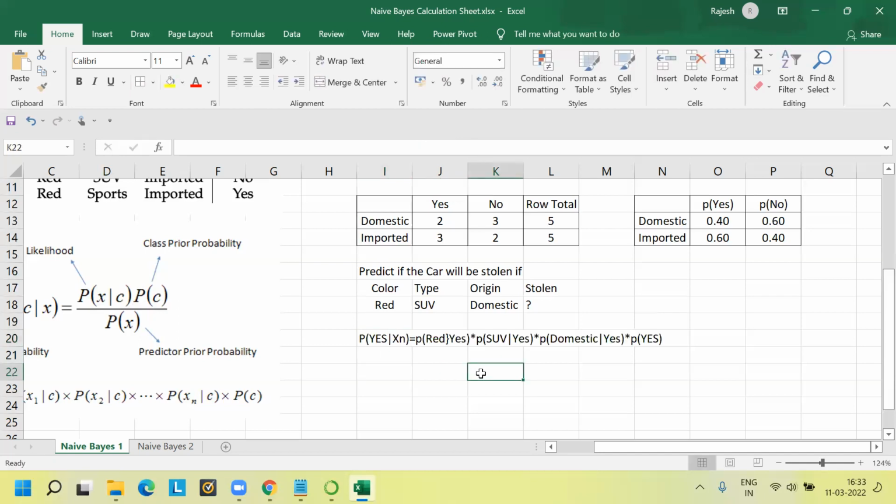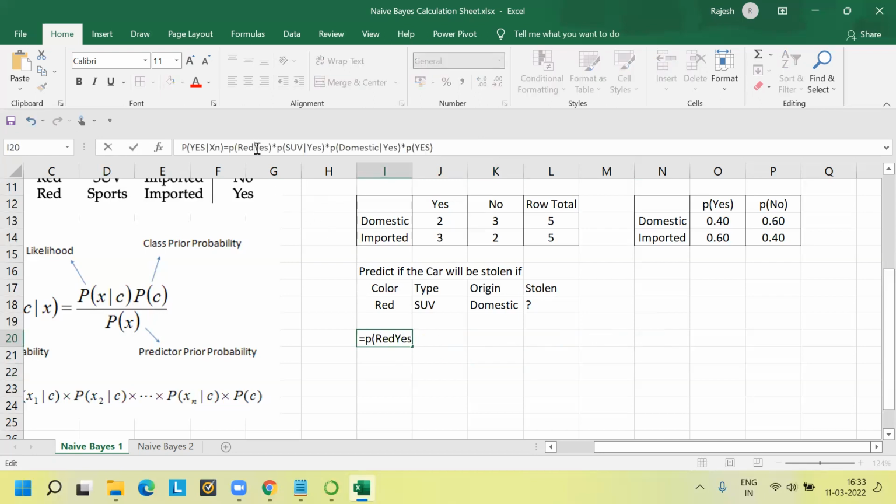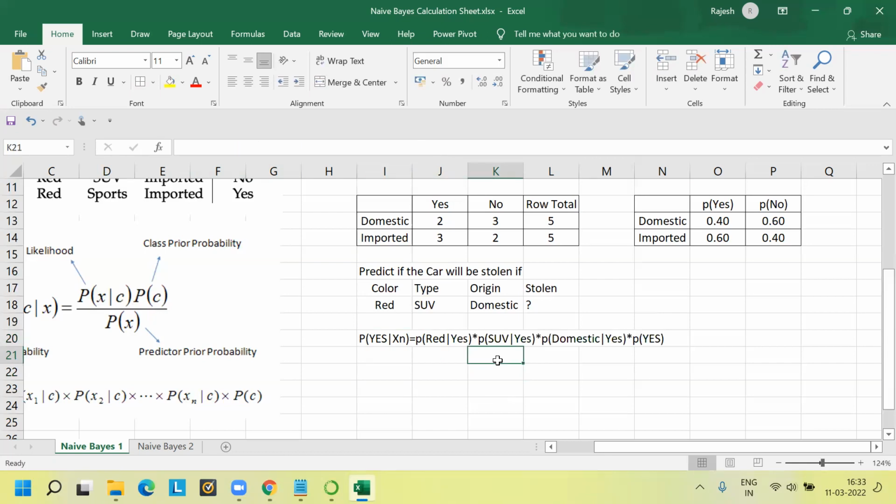So this is the formula we have to calculate. The probability of the car being stolen is equal to the probability of red given yes, times the probability of SUV given yes, times the probability of domestic given yes, multiplied by the prior probability of yes. The class prior probability is the probability of yes.